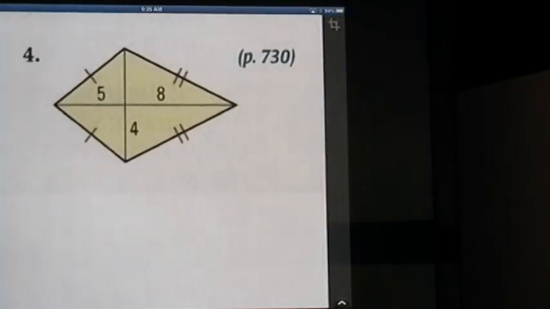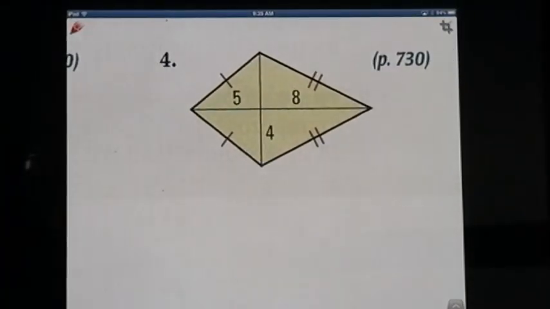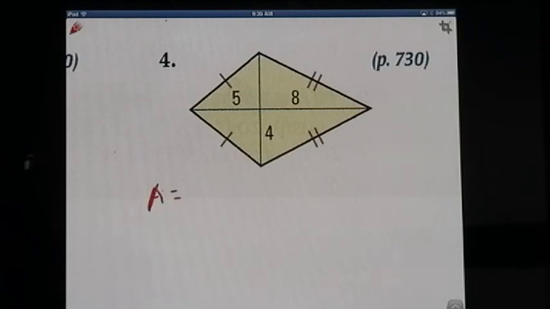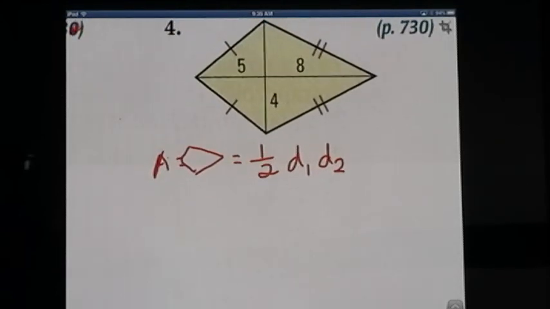Here we have a kite, and the area of a kite, remember, let me draw a kite here, is equal to 1/2 diameter 1 times diameter 2. Okay, now since it's a kite, we know that this diagonal is bisecting this one. So these are equal to each other, which makes that one 4, which makes the whole thing 8.